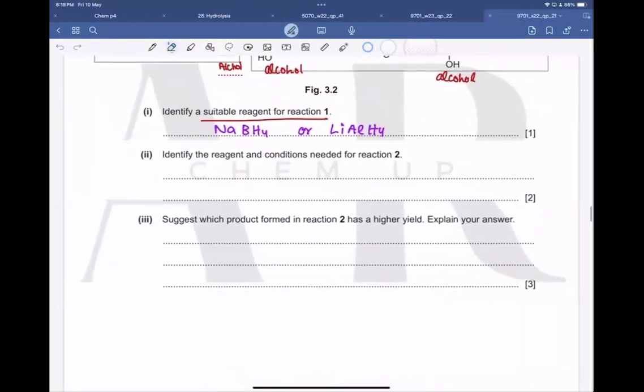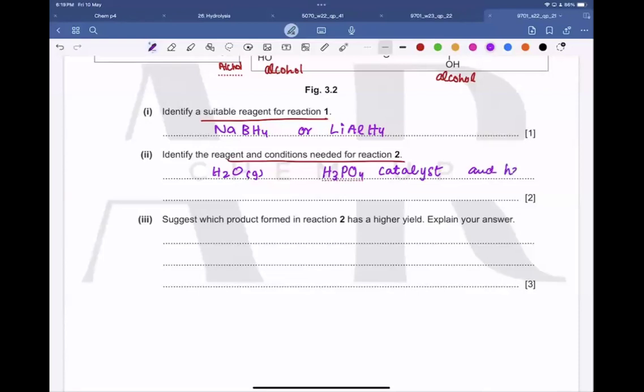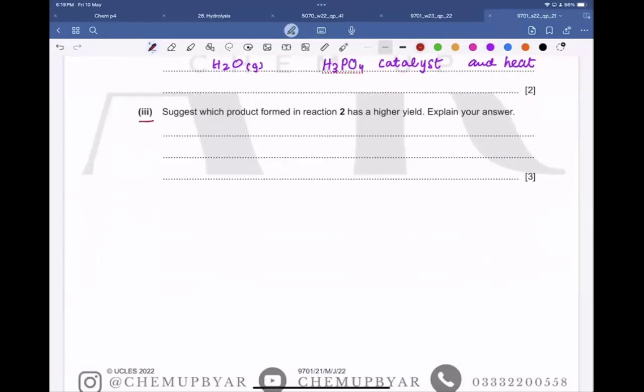So, okay, now identify the reagents and conditions needed for reaction two. So reaction two, we need steam. Either you can write steam or write a gaseous symbol with the water. And beside this, we use a catalyst. And the catalyst over here is H3PO4 and heat or high temperature.